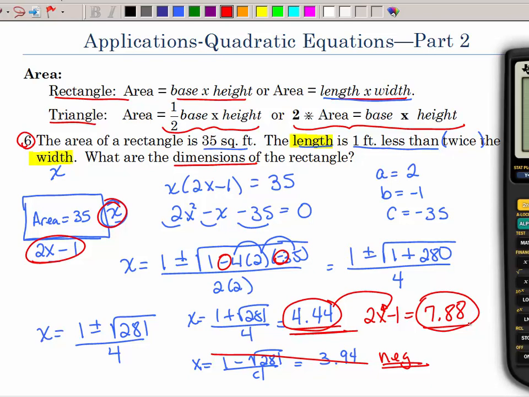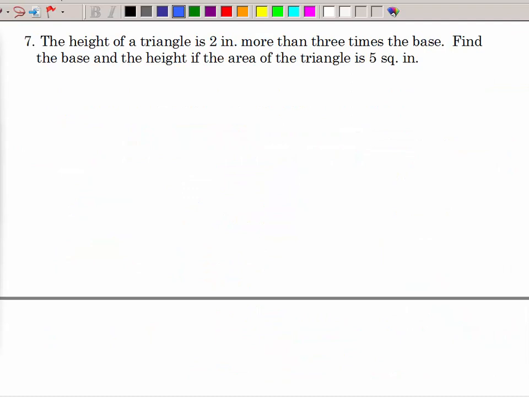Again, if you could factor it, I think it would be a lot easier. Alright, let's look at problem 7. It talks about a triangle. We have the height and the base, and we're asked to find those two things, knowing the area is 5 square inches.